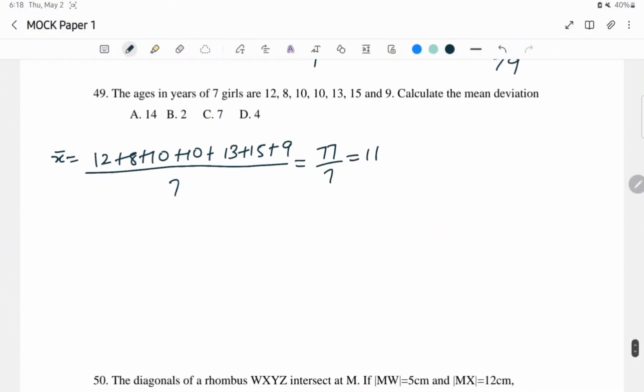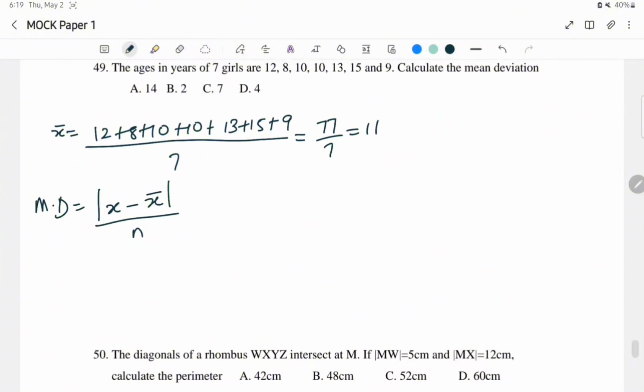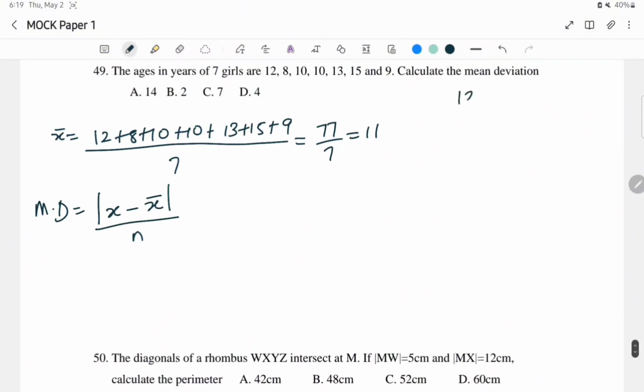Now that we found the mean, we are going to calculate the mean deviation by taking away the mean from each of those values. So the formula for mean deviation is the absolute value of each value minus the mean all over the number of values that we have. So for the first number, we will have 12 minus the mean, which is 11, and that's 1, right? The absolute value of 1 is 1.